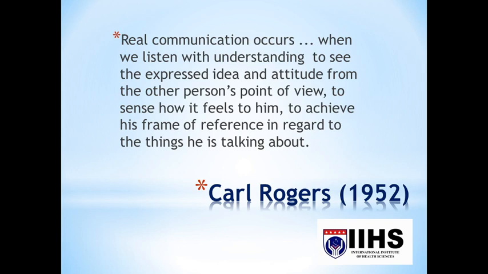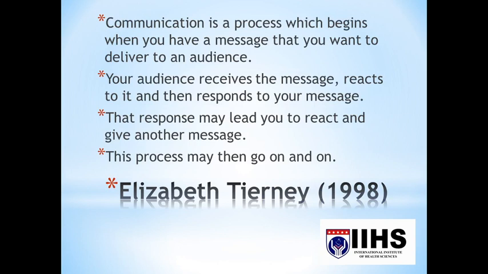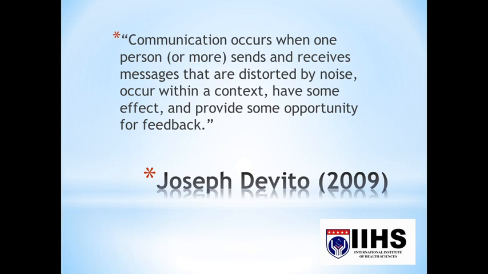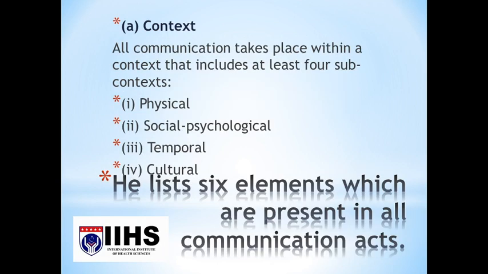Here is the definition of Carl Rogers, Elizabeth Tian, Julia T. Wood. And then you should know what the key terms in those definitions are. Something like process, systematic, symbols, and meanings. And then here is Joseph DeVito's definition. Joseph DeVito lists 6 elements which are present in all communication acts. They are physical, social, psychological, temporal and cultural, and they come in the context element.